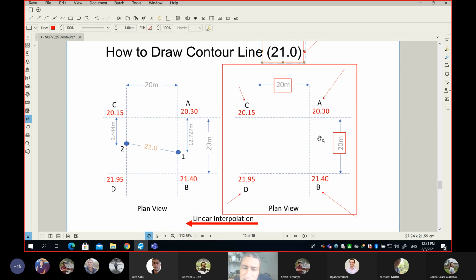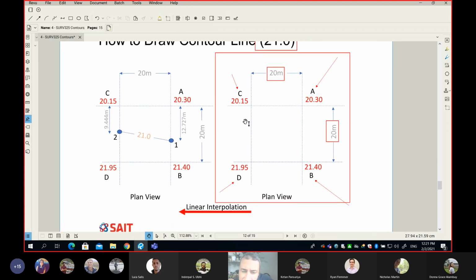So what happens here is, you can see I gave you 4 different elevations: 20.3, 20.15, 21.95, and finally 21.4. Now our job is to say, do we have points of elevation 21 in this area? Let's see. Please help me if you can. I'm asking you, is there any point along the line AC that has elevation 21?